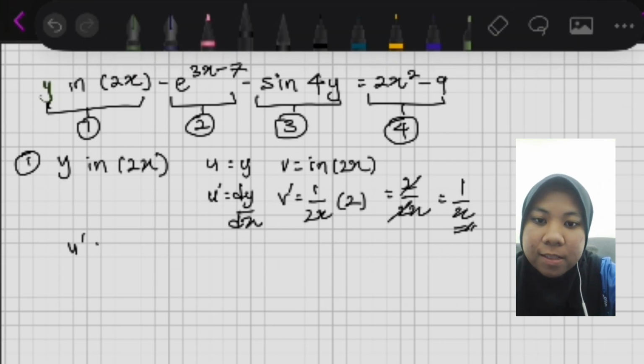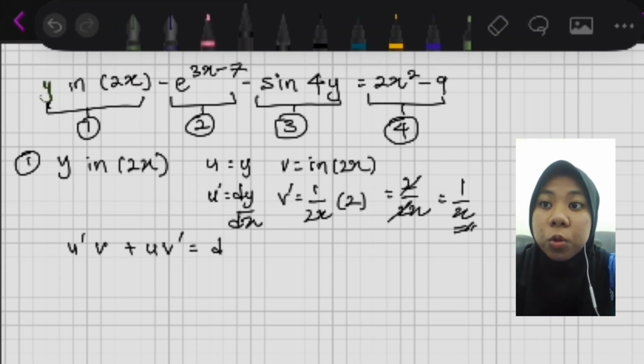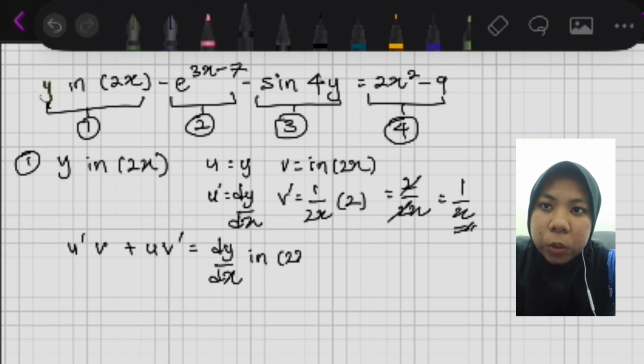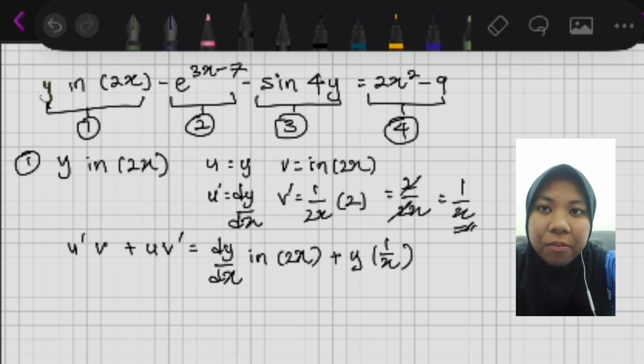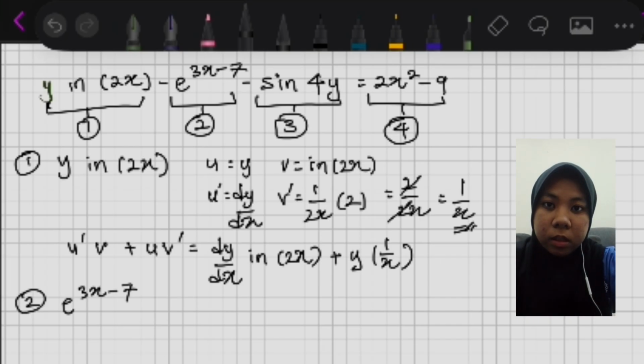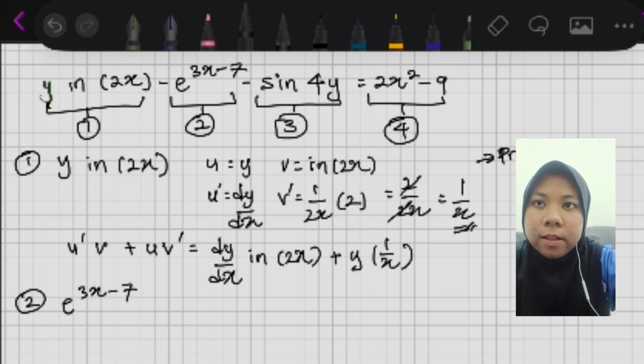Okay, for the first question, we will use the product rule to get the answer. The question given is y ln 2x. So we will search for our u, u prime, v, and v prime. Our u is y, our v will be ln 2x, our u prime will be dy/dx, and our v prime will be the derivative of ln 2x, which is 2 over 2x and becomes 1 over x. Okay, that is the answer.